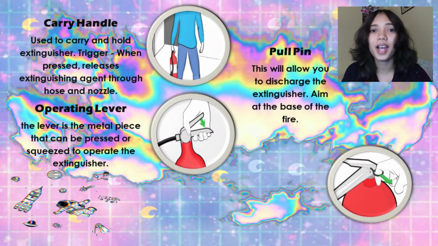And the valve is connected to the operating lever. Next is the carry handle. The carry handle is used to carry and hold the extinguisher. When the trigger is pressed, it releases the extinguishing agent through the hose and nozzle. So the carry handle helps us to carry and hold the fire extinguisher with ease.